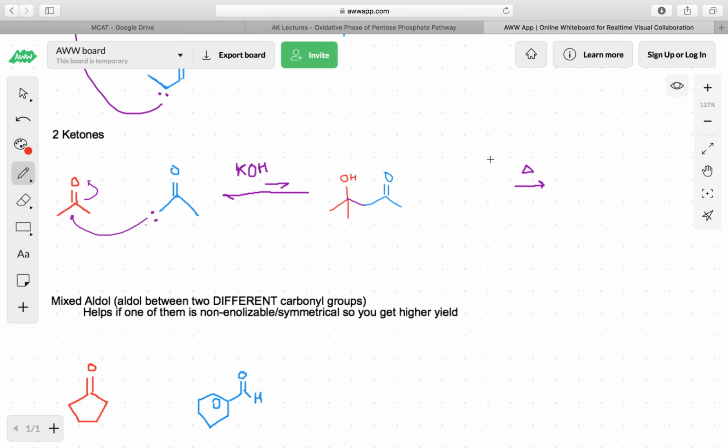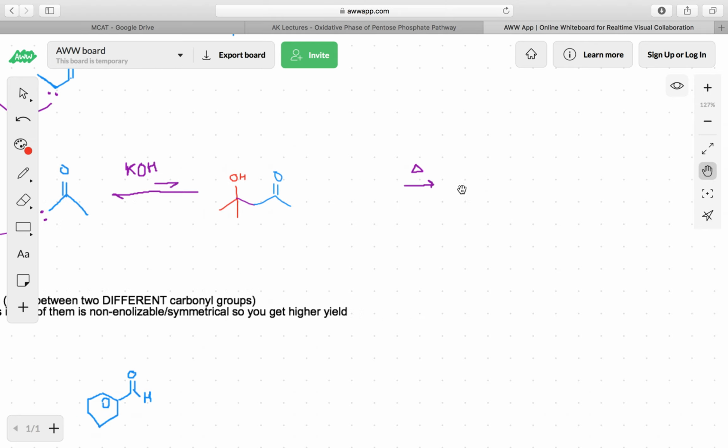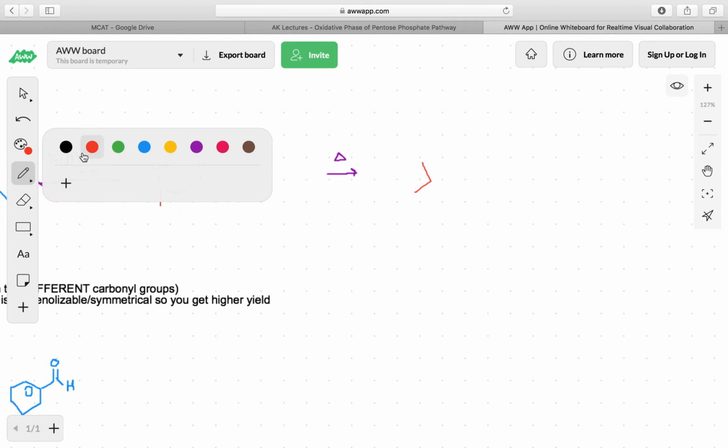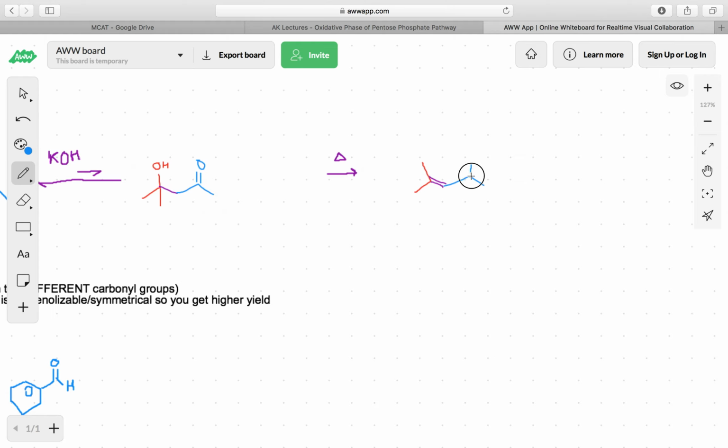Now we also need to do an aldol condensation step. So in heat, we know our OH and our hydrogen are going to fall off and be replaced with a double bond. So let's draw in what that looks like. So this is the product of the aldol condensation.